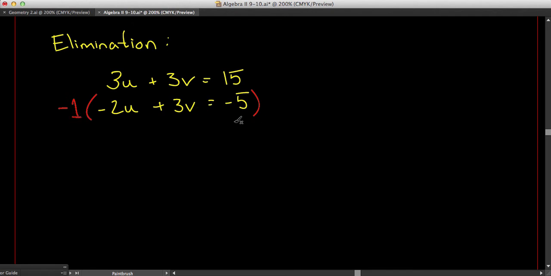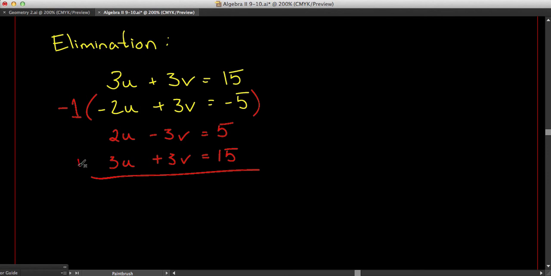So if I multiply the entire equation by negative 1, it doesn't change the equation. So I can rewrite this now as 2u minus 3v equals 5. Then I can bring the first equation back down, and I have 3u plus 3v equals 15. All right, well now I have a negative 3v and a positive 3v. I know if I combine these two equations now, those will cancel, and I'll be left with 5u equals 20. So u equals 4.